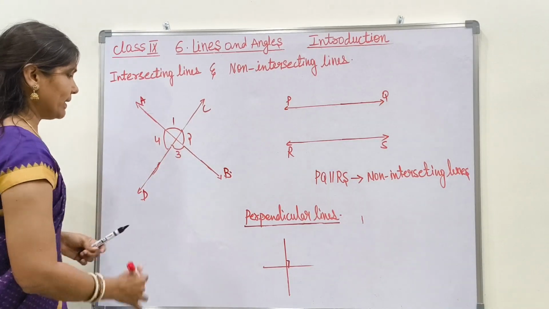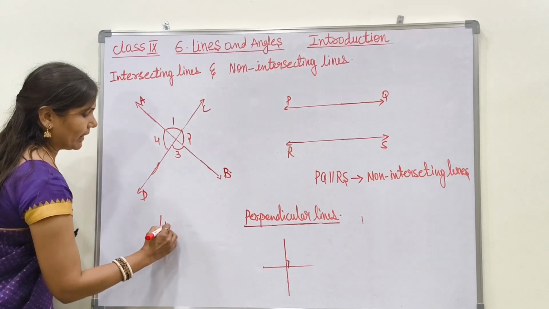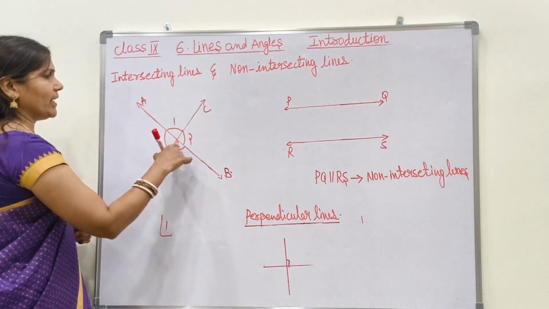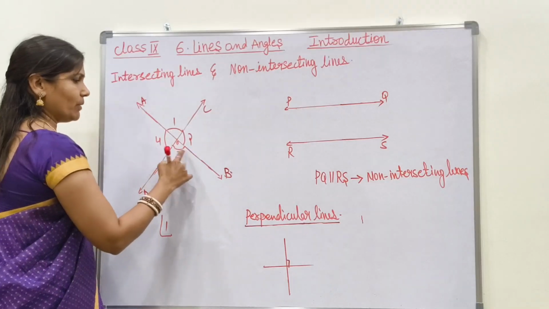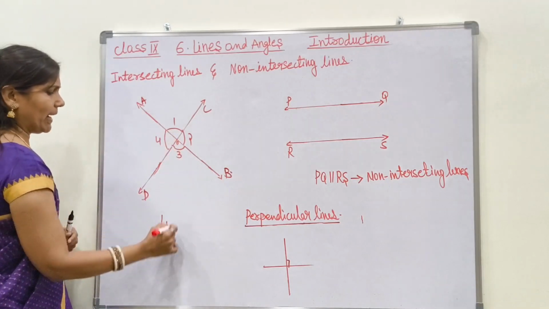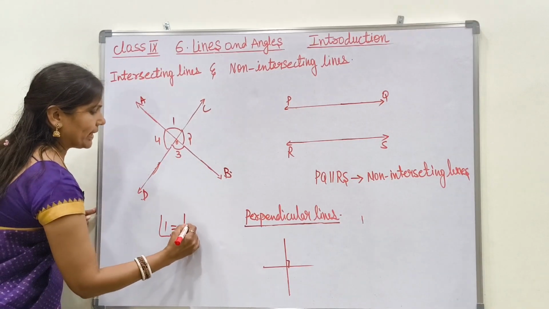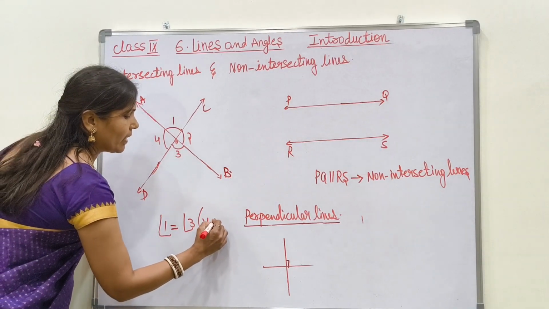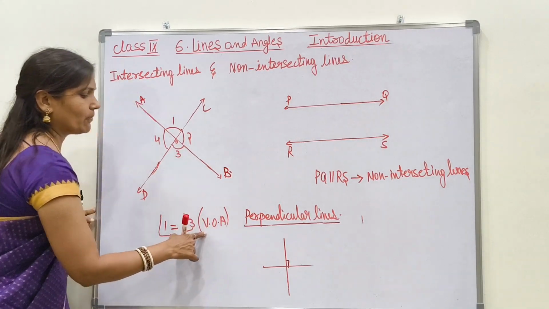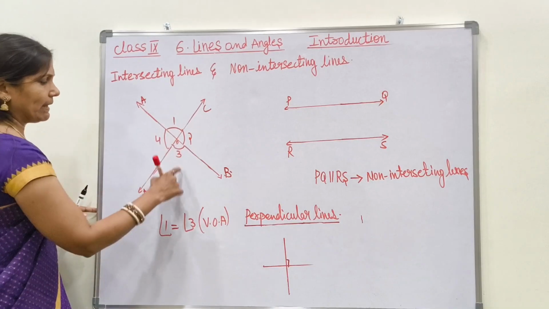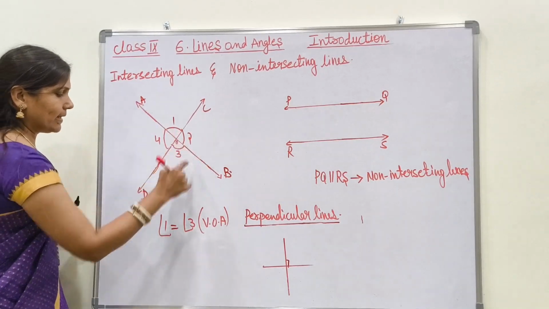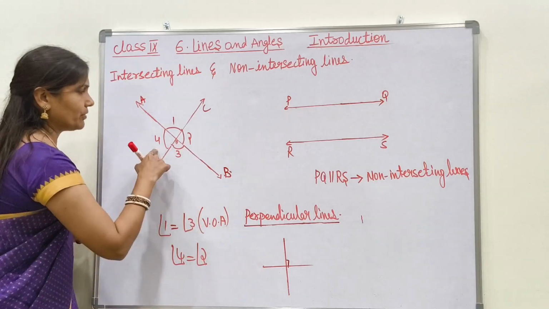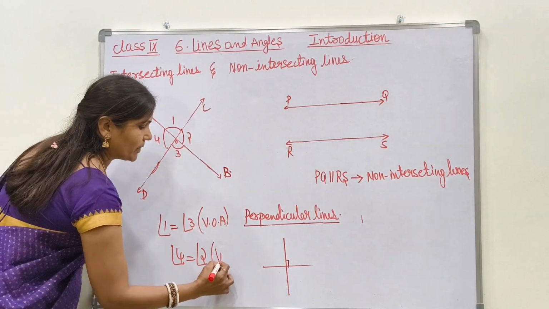These two are also equal. Now you can write angle 1. This angle I am giving 1, otherwise AOC, and here DOB. Otherwise you give the names: angle 1 is equal to angle 3. Both are equal. What is the reason? Vertically opposite angles. This is the short form, vertically opposite angles. Angle 1 is equal to angle 3. Next, angle 4 is equal to angle 2. These two are also vertically opposite angles.